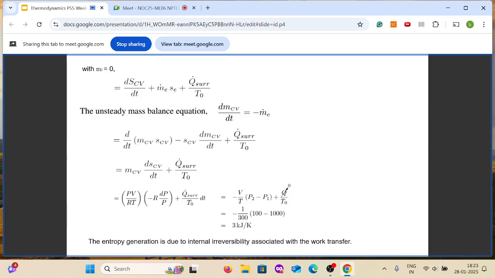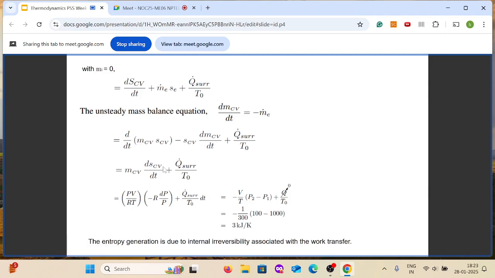what we get is d by dt of the entropy. S_CV is the entropy and small s is the specific entropy, that is mass times the specific entropy. So expanding the differential here and substituting m dot e as dm_CV by dt, we get this equation, and from this we can find out the change in entropy of the control volume for the process. We know that it's at constant temperature, so it's an isothermal process.